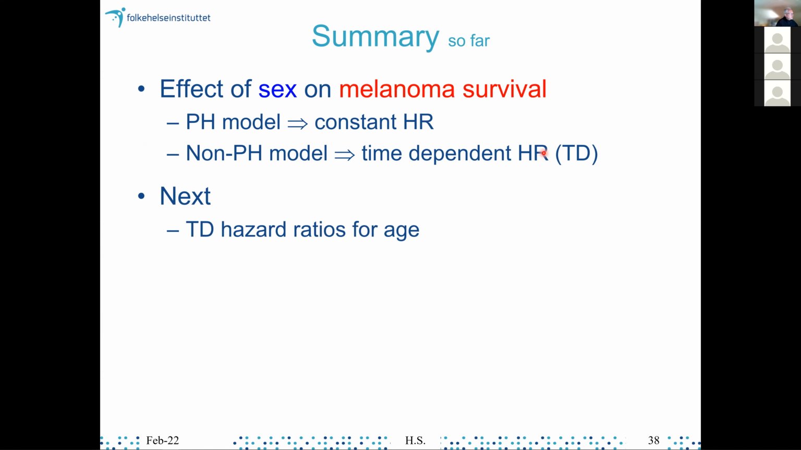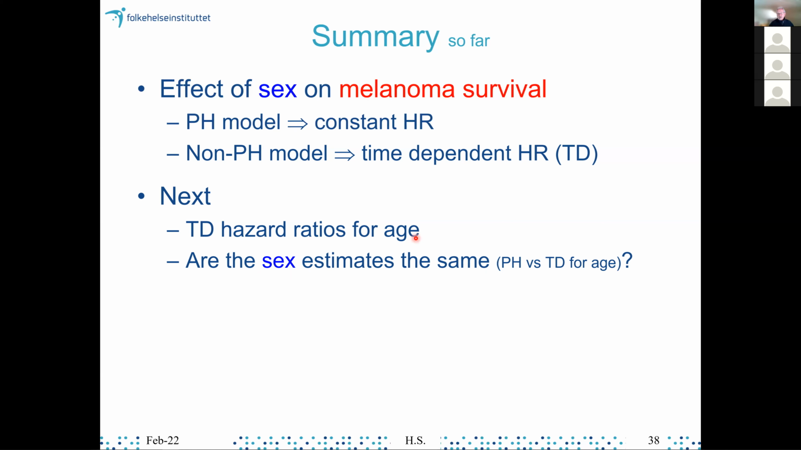Next, we would like to look at time-dependent hazard ratios for age. So we are then pretending for a while that age is our exposure variable. And we're also asking, are the sex estimates the same if we're adding in time-dependent effects for age? So if age is instead a confounder, does it matter to put in a time-dependence effect for that confounder?